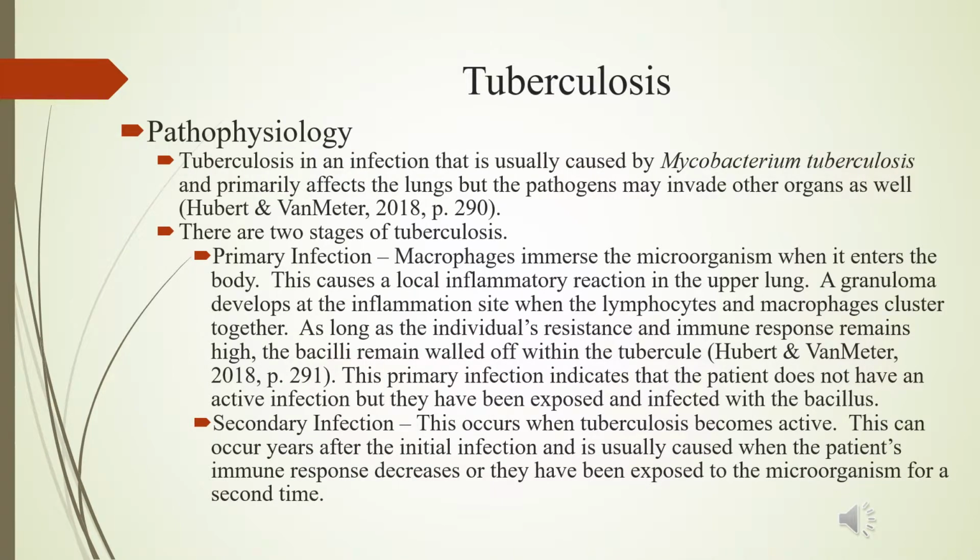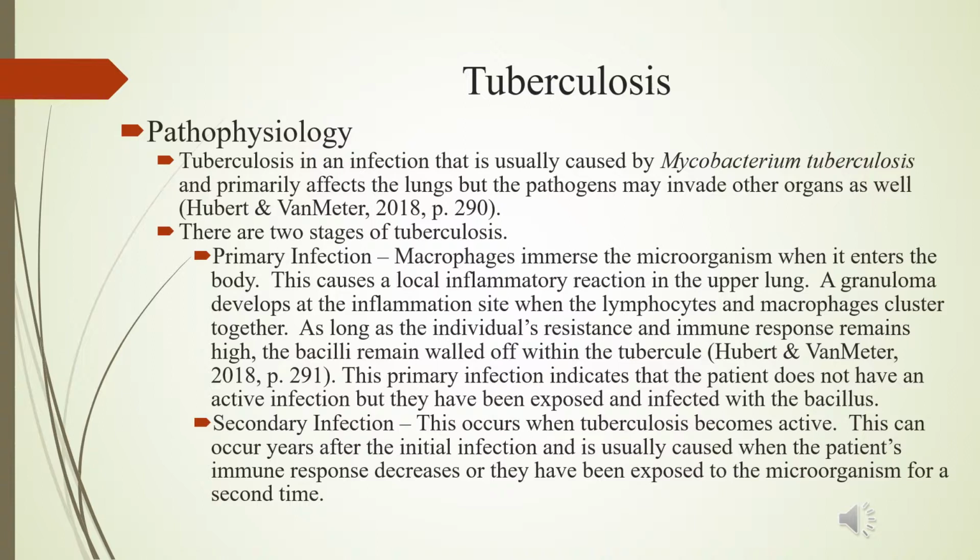The second diagnosis I'm going to review is tuberculosis. The pathophysiology of tuberculosis is an infection that is usually caused by Mycobacterium tuberculosis and primarily affects the lungs, but the pathogens may invade other organs as well. There are two stages of tuberculosis. The first stage is called the primary infection. That is when macrophages engulf the microorganisms when it enters the body. This causes a local inflammatory reaction in the upper lung. A granuloma develops at the inflammation site when the lymphocytes and macrophages cluster together.